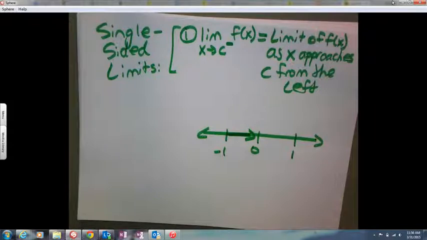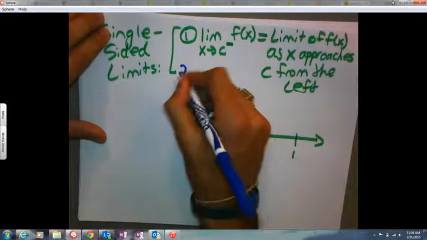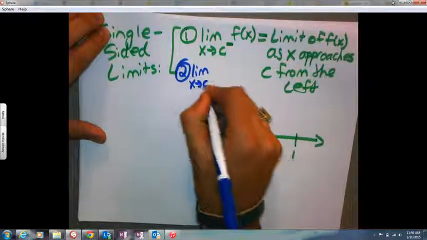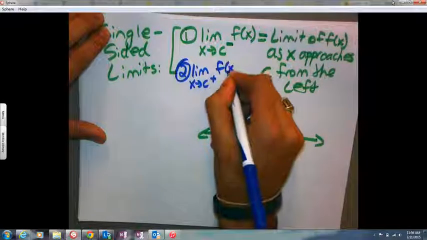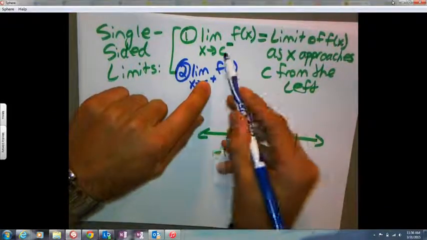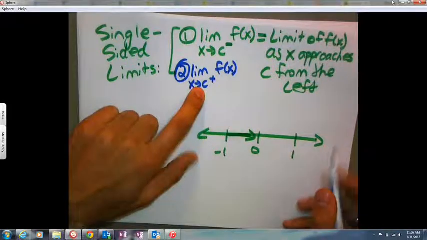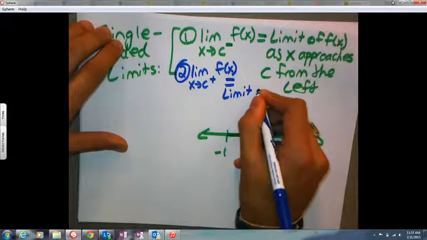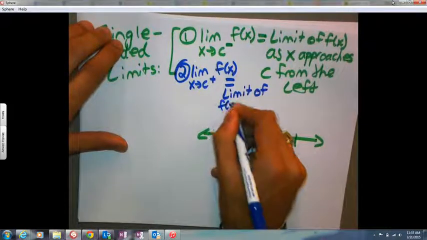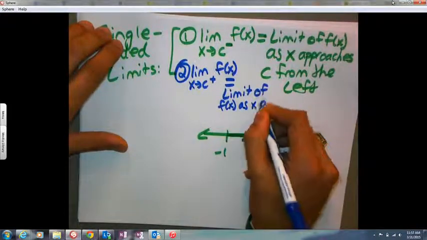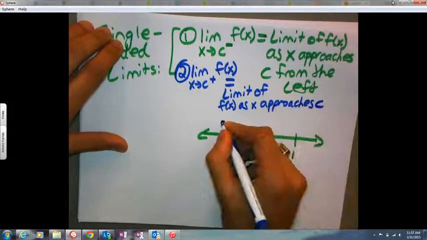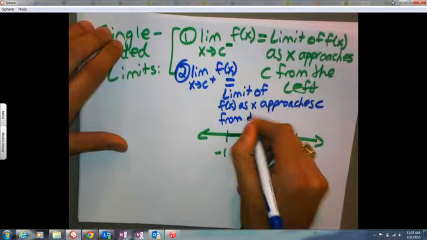The other option, of course, is if there was a negative, there has to be a positive. So limit as x approaches c from the positive. But don't say positive, say right. This negative indicates left. This positive indicates right. And in words, this is the limit of f of x as x approaches c from the right. This way.